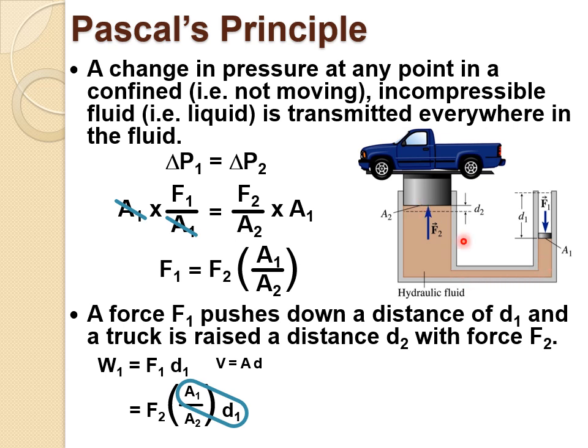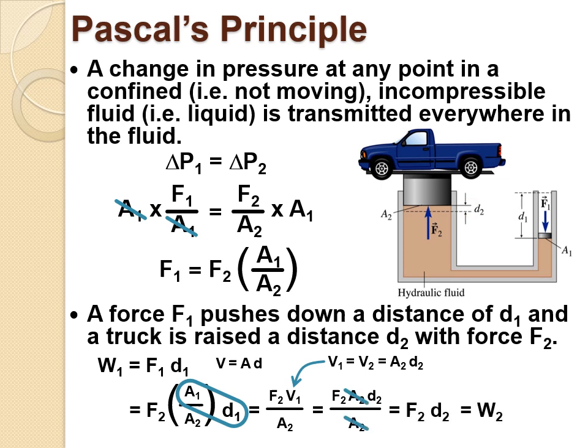Since it's incompressible, the volume that transfers from here goes over there as well. So the volume change on this side and the volume change on this side are going to be equal. So volume 1 equals volume 2. When we plug that in here, the cross-sectional area gets canceled, and I get the force over here multiplied by the distance that it's pushed, and that gives me the work on this side.